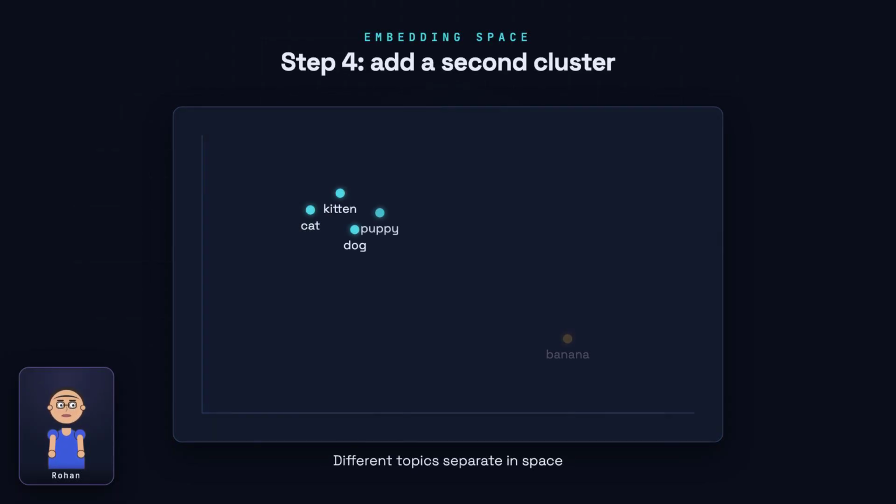Now add some fruit. Watch banana, apple, and mango land in a totally different region, far from the animals. So the space isn't just about closeness. It also encodes separation. Unrelated topics drift apart, and that gap between clusters is itself meaningful.